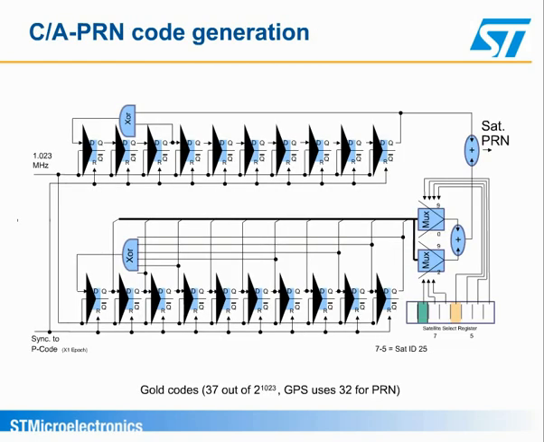However, the reality is even more complicated than this. The satellites and receiver circuitry to generate the C/A PRN codes consist of two 10-bit shift registers, a fixed one and a programmable one.